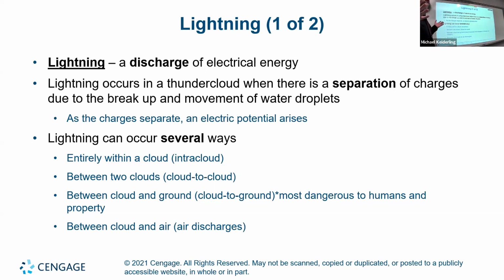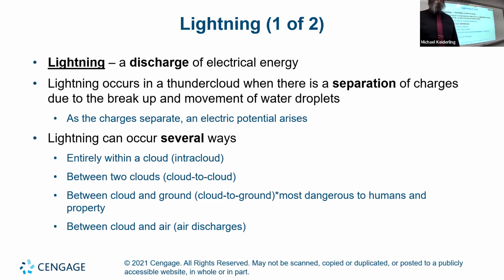You've got this buildup of charge, and charge doesn't like being near similar charges, so it wants to go somewhere else. So you can have lightning entirely within a cloud. This is intra-cloud lightning, like from the bottom of the cloud to the top of the cloud. Between two clouds, you can have cloud-to-cloud lightning, lightning going from one cloud to another.